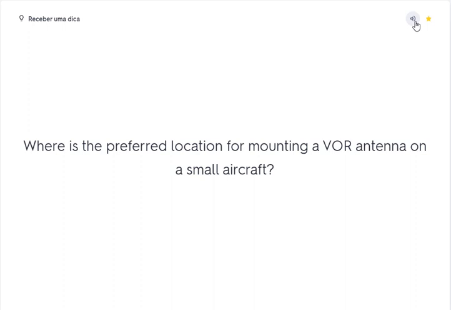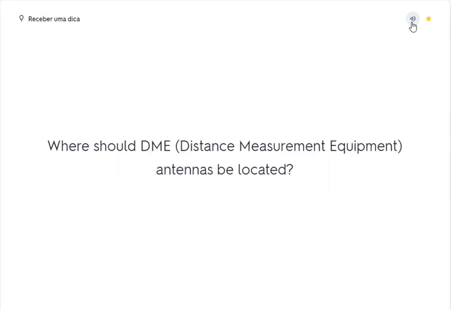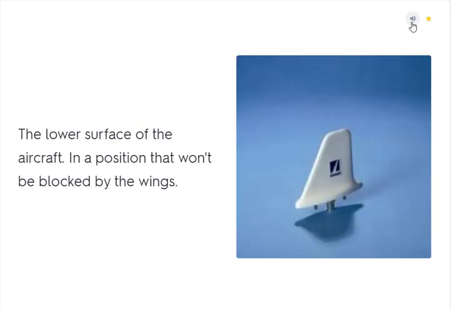Where is the preferred location for mounting a VOR antenna on a small aircraft? On top of the cabin or on top of the vertical stabilizer. Where should DME antennas be located? The lower surface of the aircraft, in a position that won't be blocked by the wings.